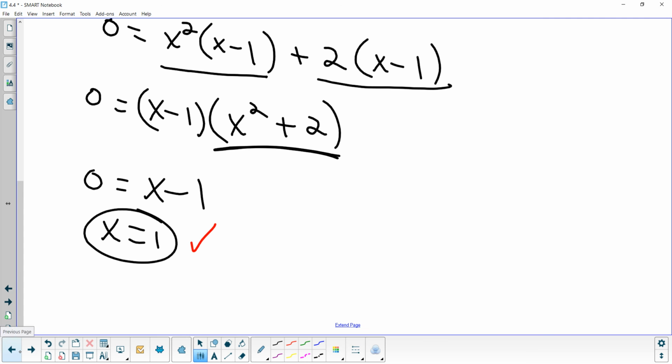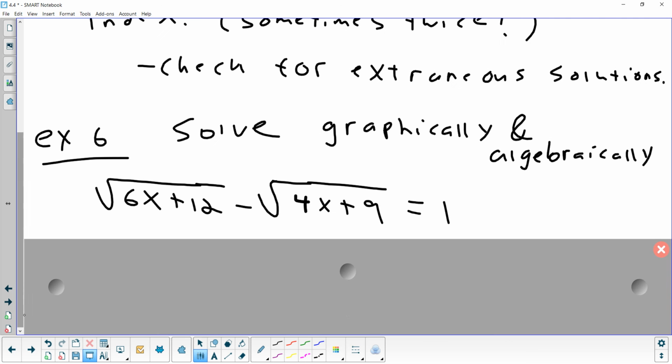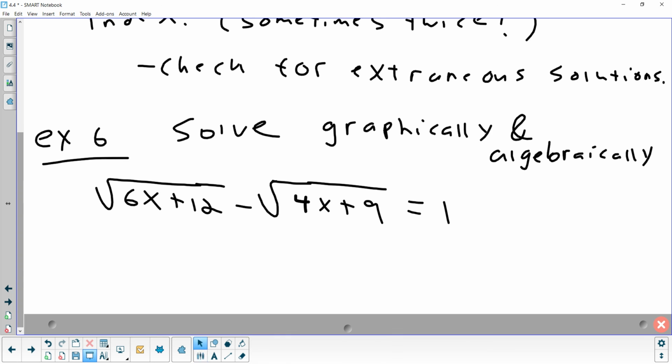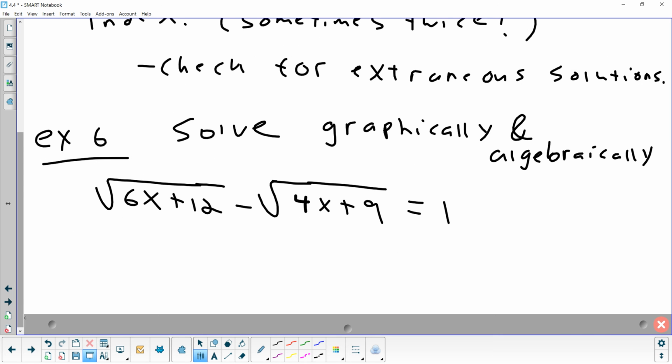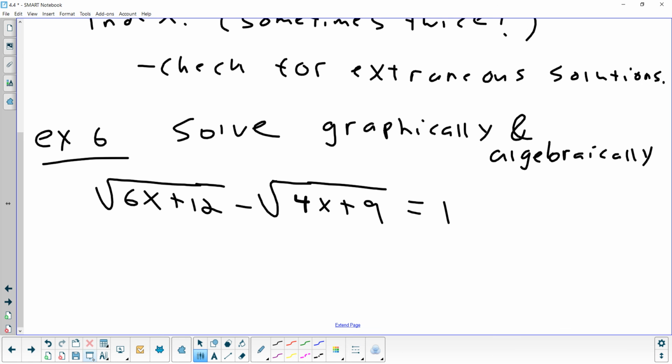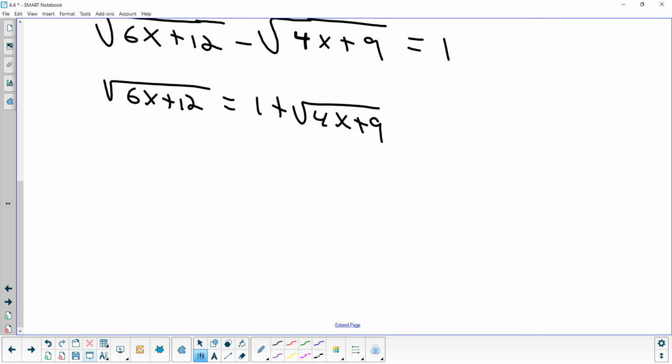Let's finish up by looking at a 2-root problem. The first step is you need to isolate a radical on one side, meaning I need one radical all by itself. I don't have that right now. I have 2 radicals on the same side. What could I do to get one radical by itself? Just add the square root of 4x plus 9 to both sides. Yep. Let's add the square root of 4x plus 9 to both sides.